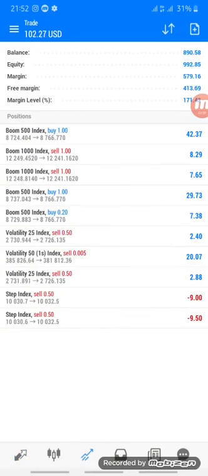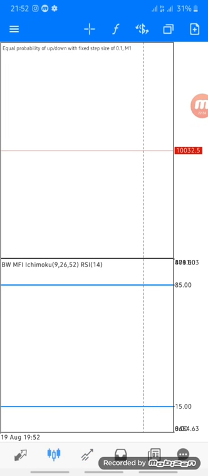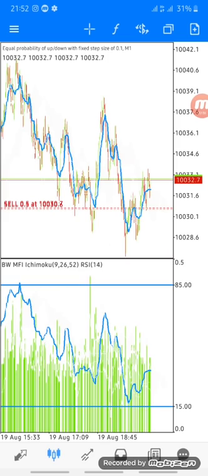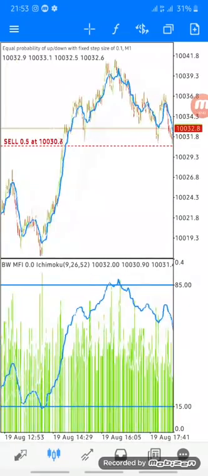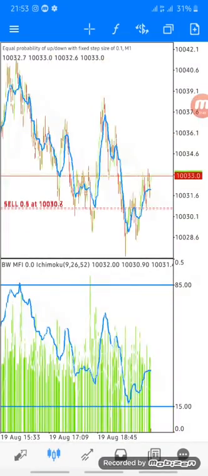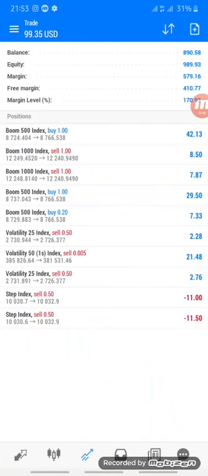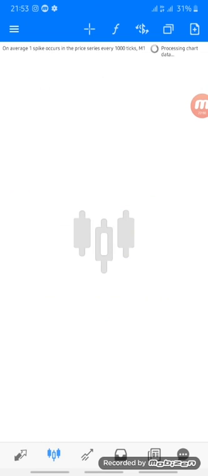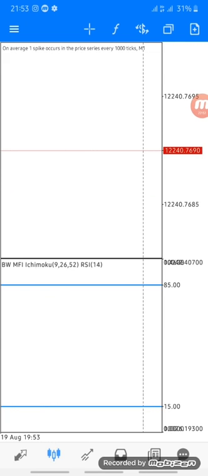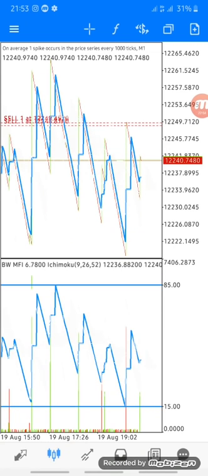Oh, this one. I know this step index will obviously come off. Let me quickly check. But I don't use this strategy for volatility. That was a different strategy that I placed. This trade was placed on a different strategy. So this strategy is mainly just for boom and crash. It's not for nonsense.